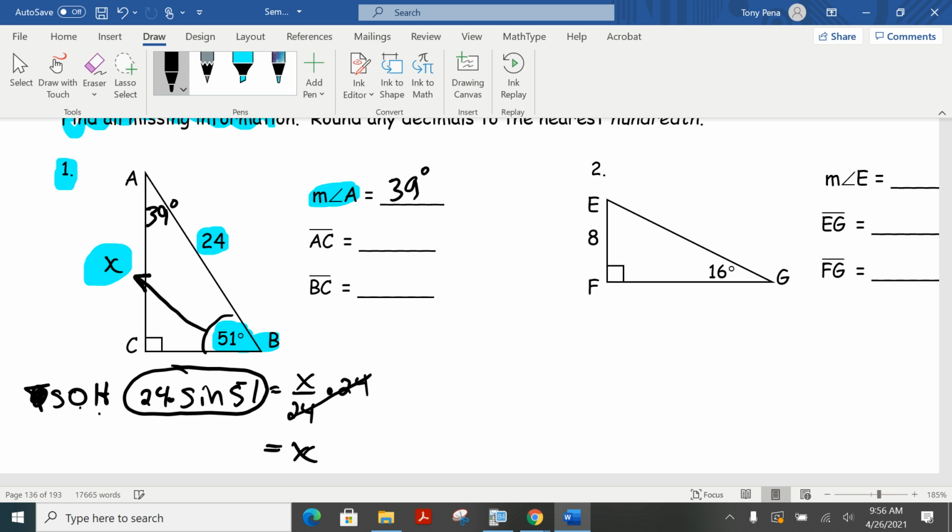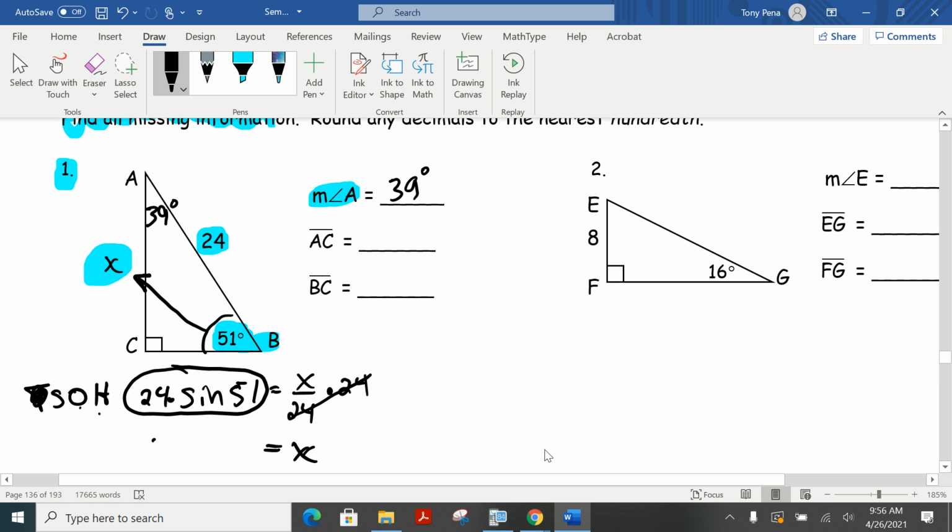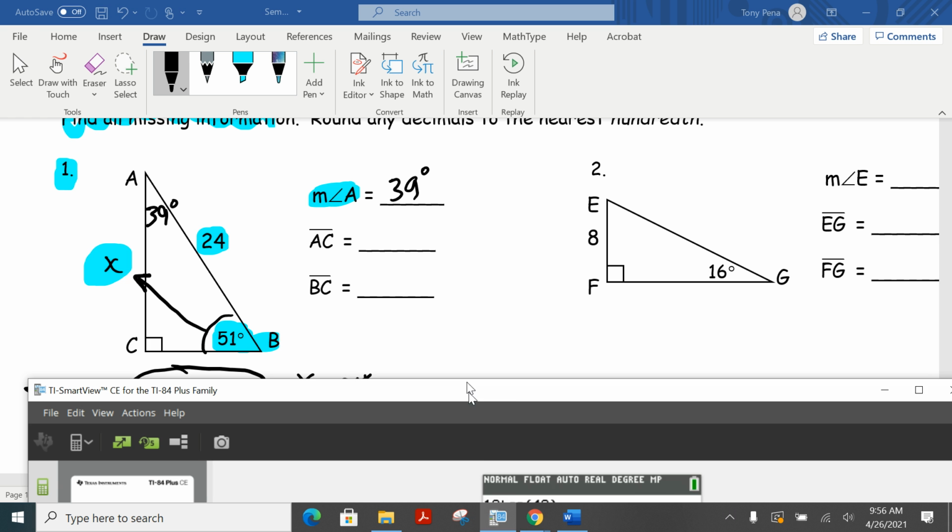All right, Ella, you wrote something down. What did that tell you? Oh, okay. There it is. We confirming that? Okay, maybe I will plug it. Let me make sure. We all plugged in the same thing? 24 times the sine of 51? Yeah, I got it.